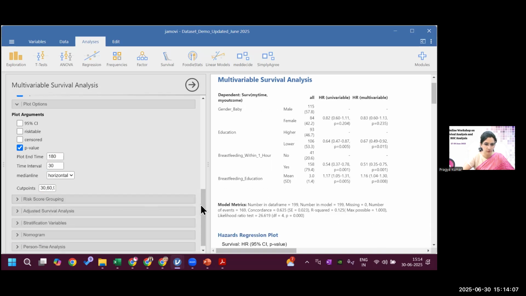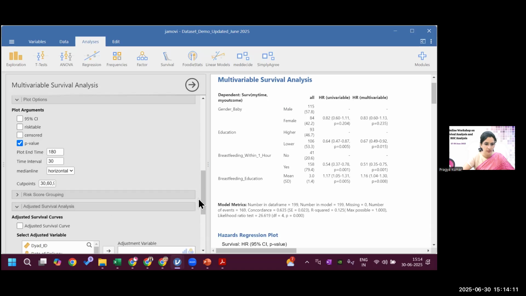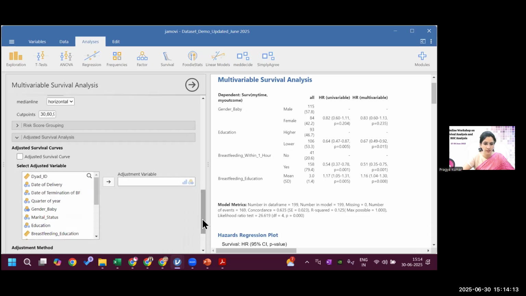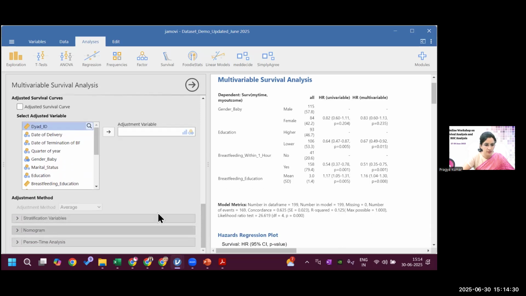This is risk score. I am not showing you this risk score. Adjusted survival analysis: if you wish to have an adjusted survival curve, then you can click that and you can see which variable you want to adjust. You can only adjust one variable. This we'll see later after we have understood this curve. Stratification, nomogram, person time. So first I'll explain this.